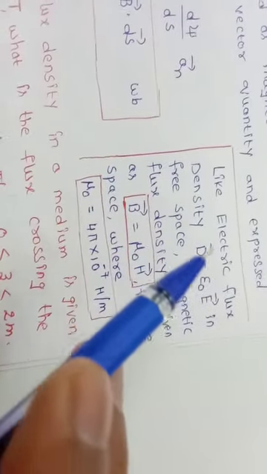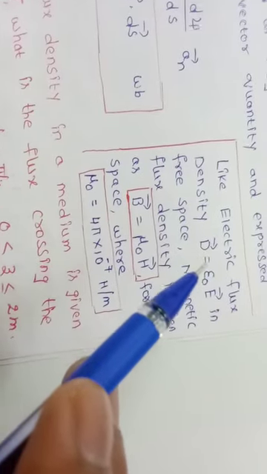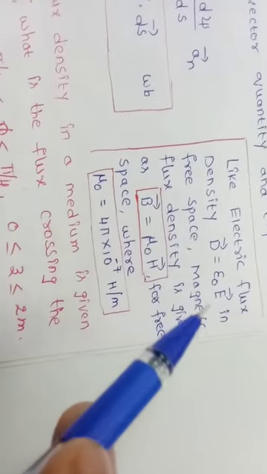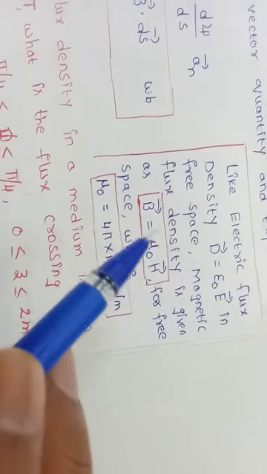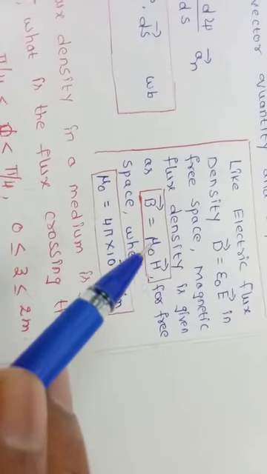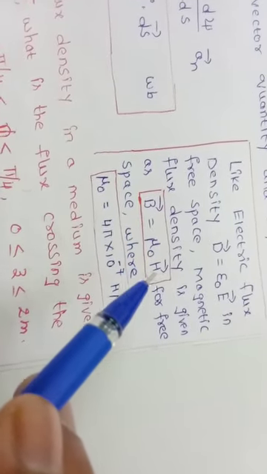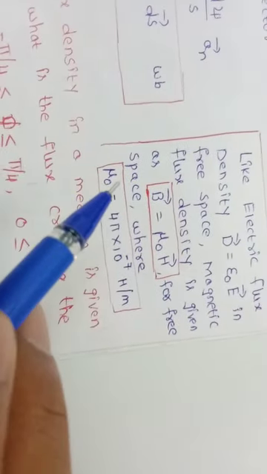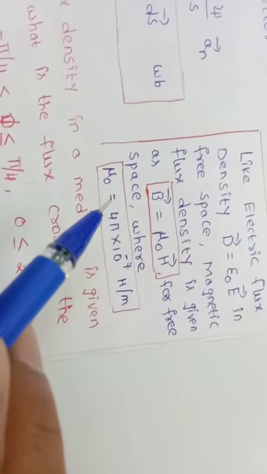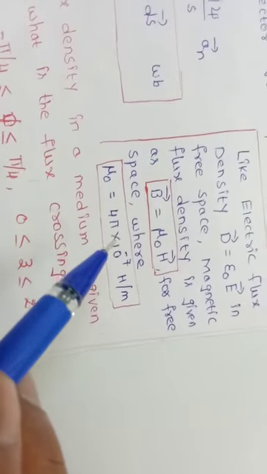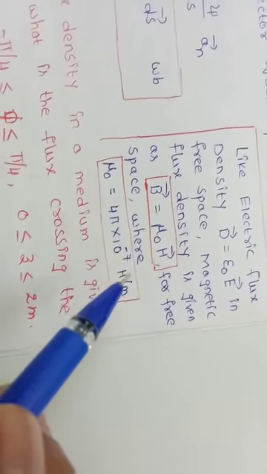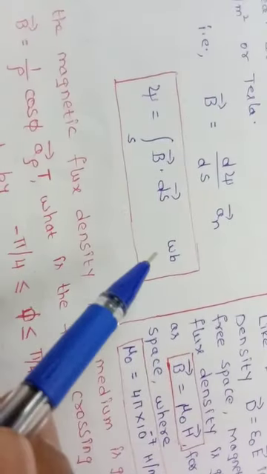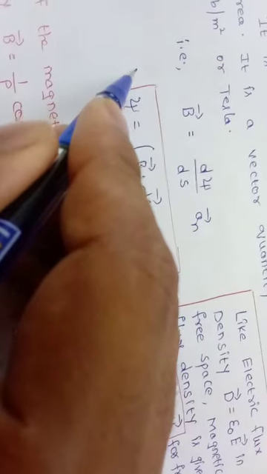Now, like electric flux density, D bar is equal to epsilon naught times electric field intensity in free space. Magnetic flux density is given as B bar is equal to mu naught times magnetic field intensity for free space, where mu naught is the permeability of free space, which is equal to 4 pi into 10 to the power of minus 7 Henry per meter. Is it clear? This is a very important formula.